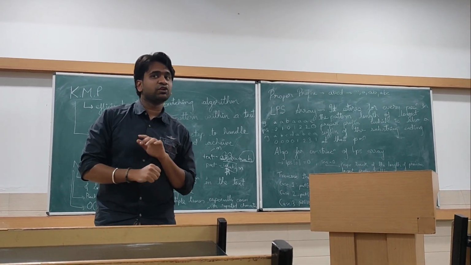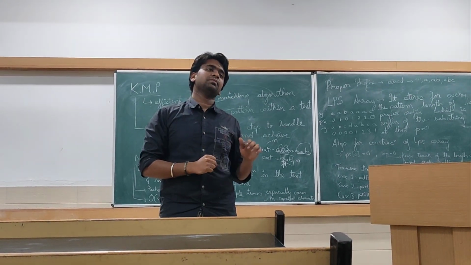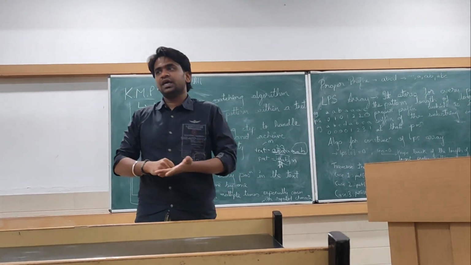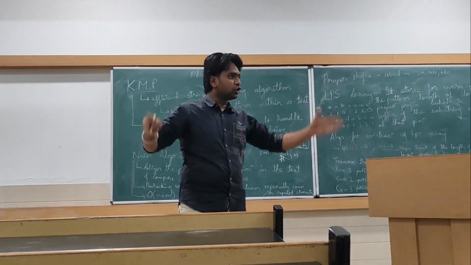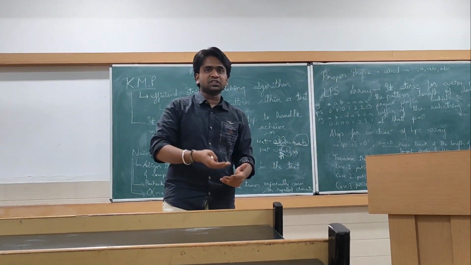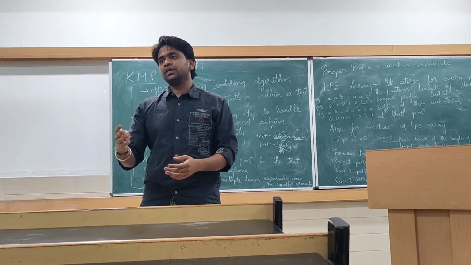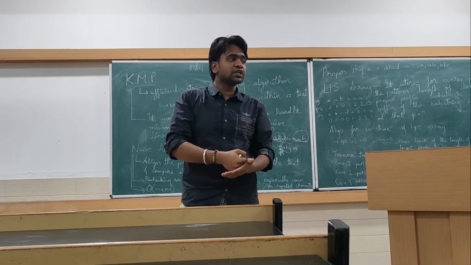O of n into m. Can you imagine n into m? And KMP reduces this to n plus m. Now that's something revolutionary, right? Just imagine n and m are large numbers because the text is a whole document. So n can be, let's say, 2048 characters long, and the pattern can be, let's say, 128 characters long. So 2048 into 128, how much will it be?